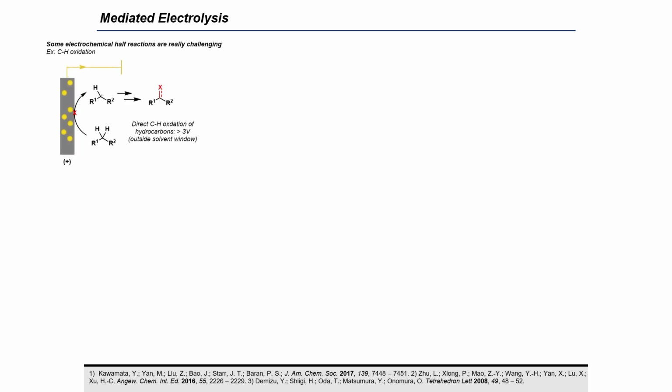So far, we have talked about transformations that involve the direct redox process at the electrode surface. Unfortunately, this tactic cannot be applied to all redox transformations in a general fashion. For example, some transformations such as C-H oxidation are quite challenging. Even if we pull it off in a direct electrolysis fashion, the potential needed will be quite high and beyond the solvent window. This consequently would limit the generality of such a reaction.